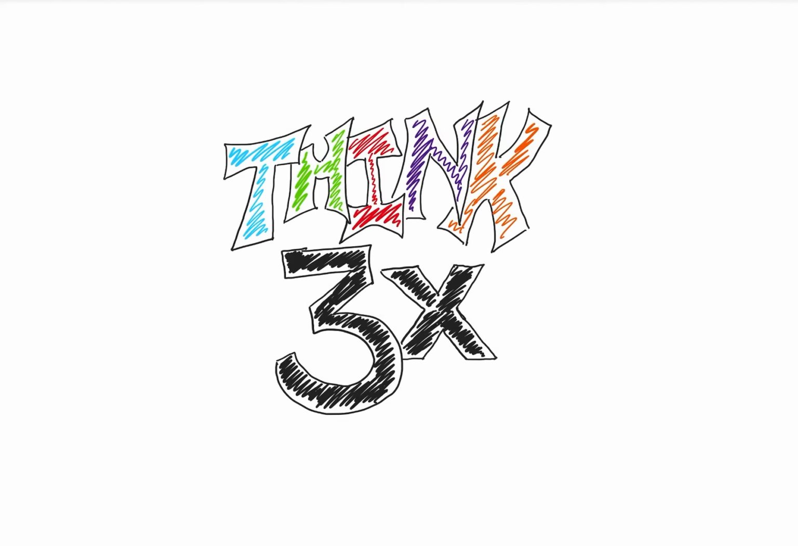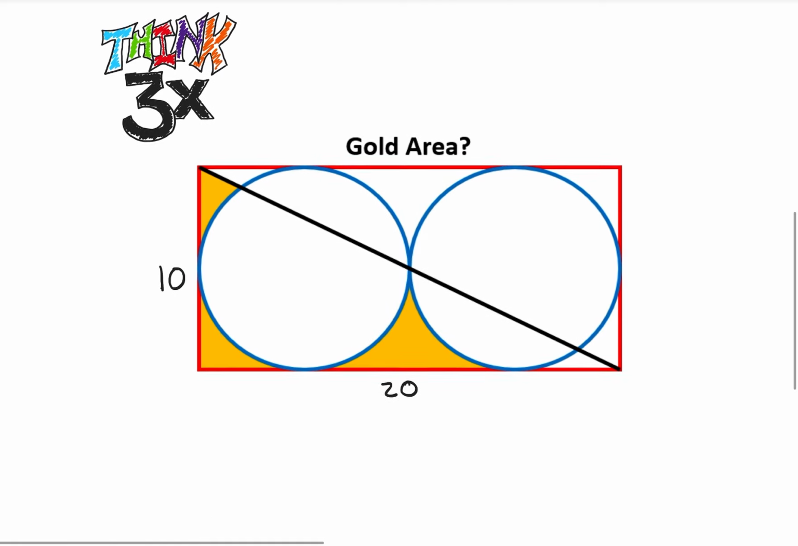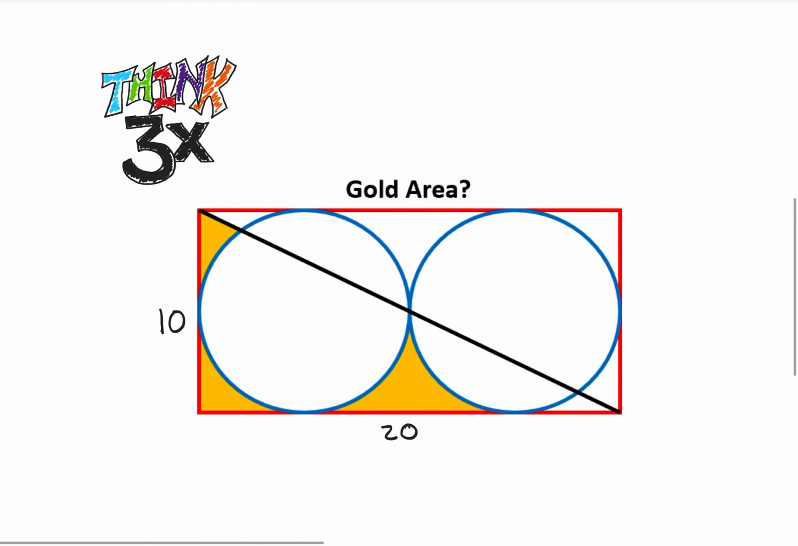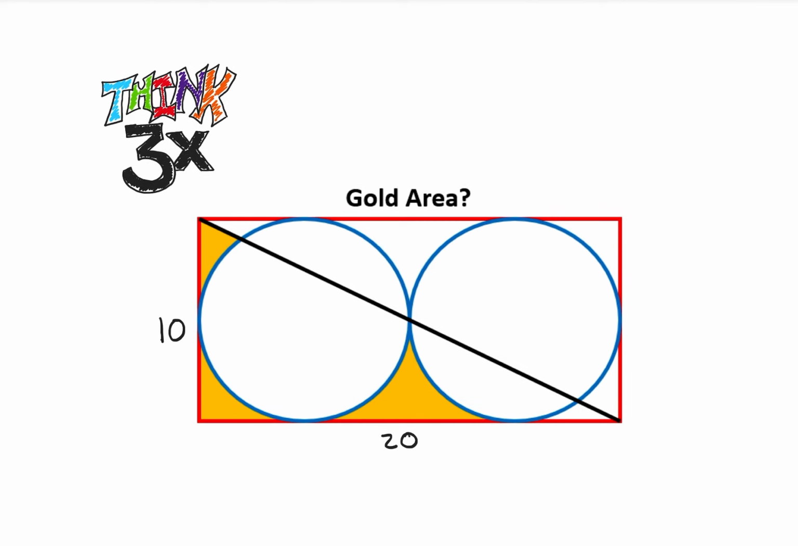Today we're going to be solving a fun little geometry problem. In this problem I have a rectangle with side lengths 10 and 20, and inscribed inside this rectangle are two circles, and then we have a diagonal going from corner to corner of the rectangle. We want to find the area of the gold regions.